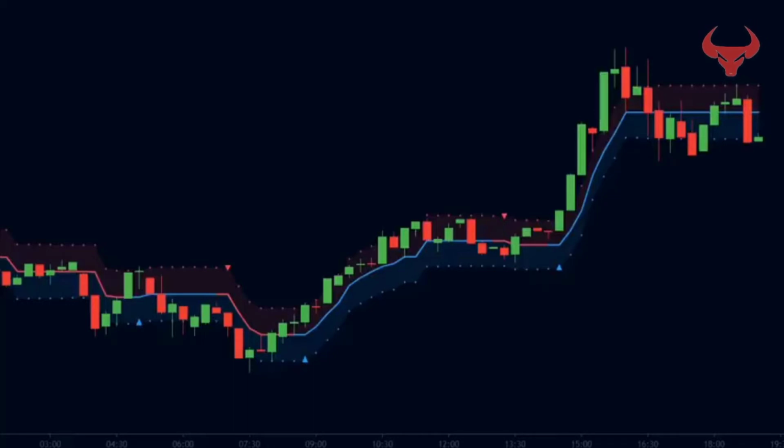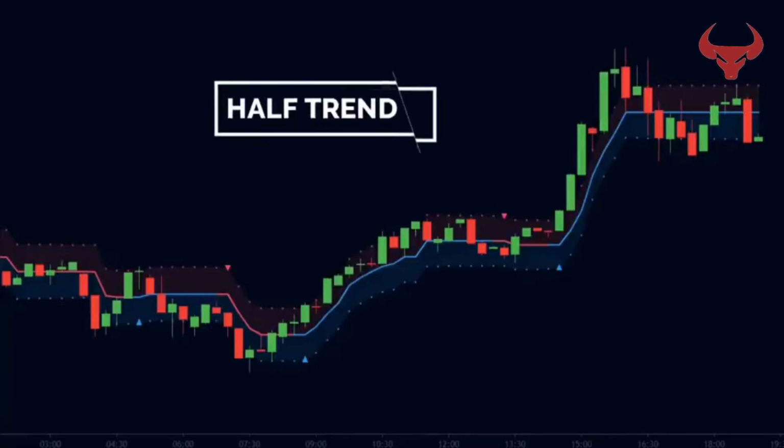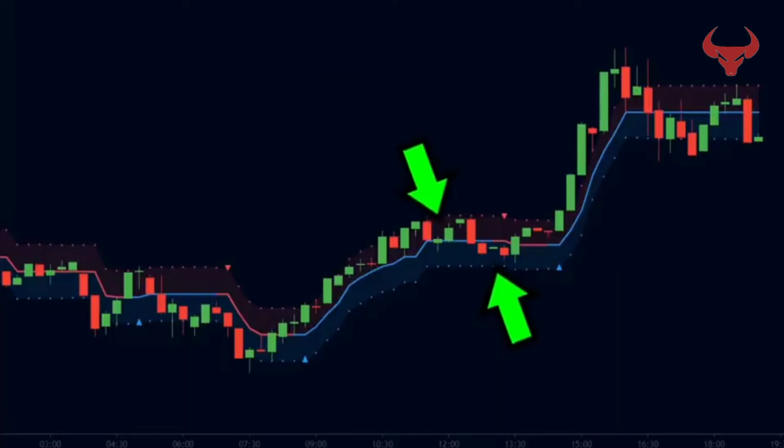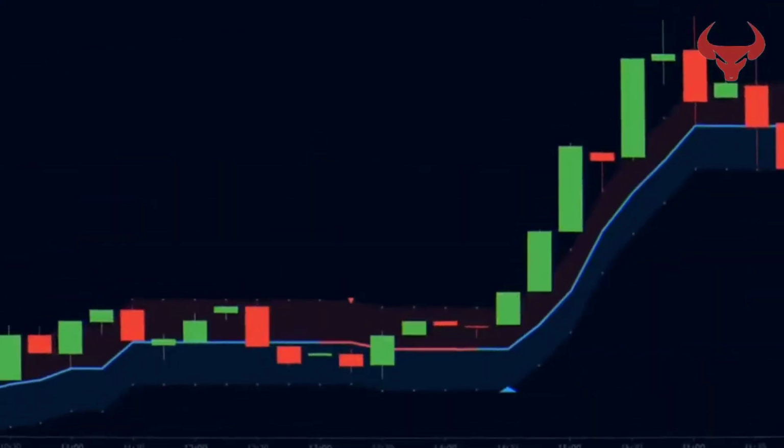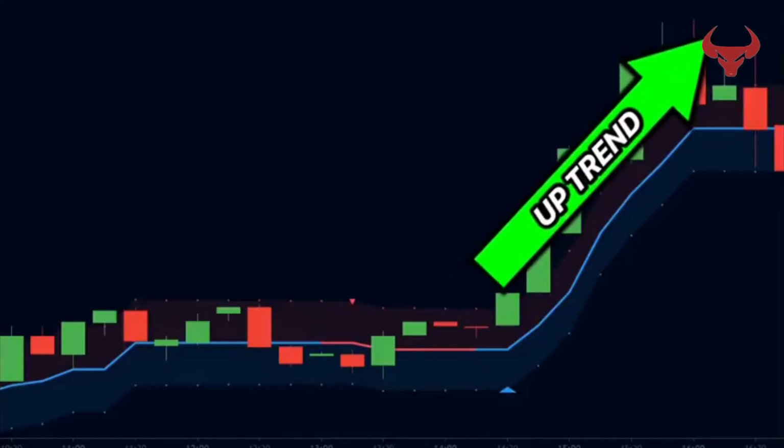On the indicator we can see that there are three lines. The central line is the actual half trend indicator. The upper and the lower lines are nothing but two ATR bands that are placed above and below the indicator. When the price closes above the upper band for 2 to 3 candles, the central line will turn blue and a small blue arrow will appear below the half trend. This indicates that the price is in a short-term uptrend.